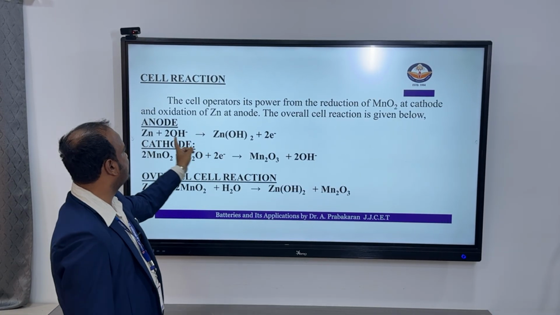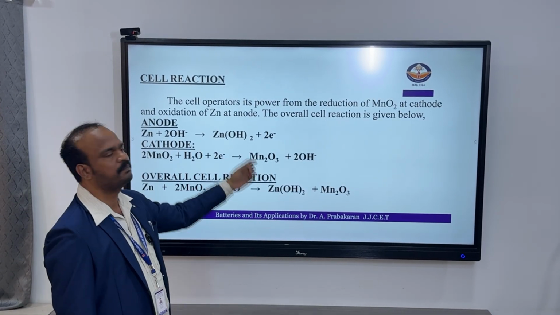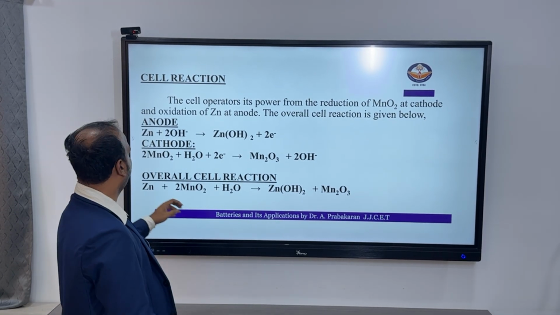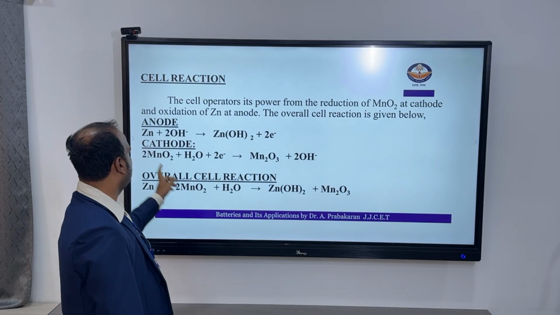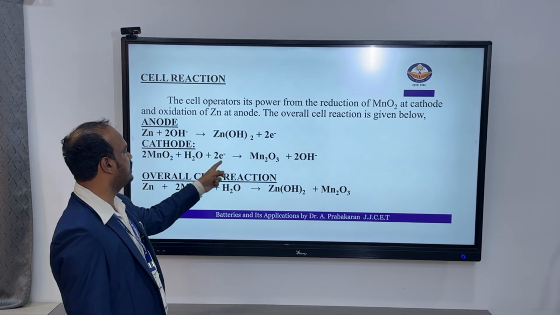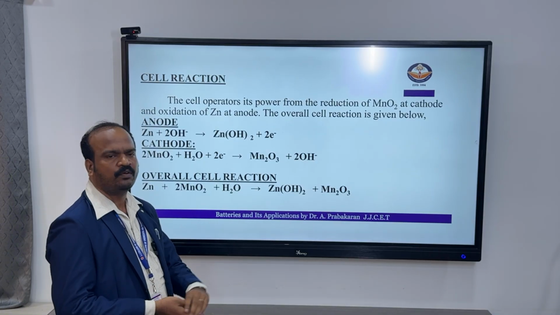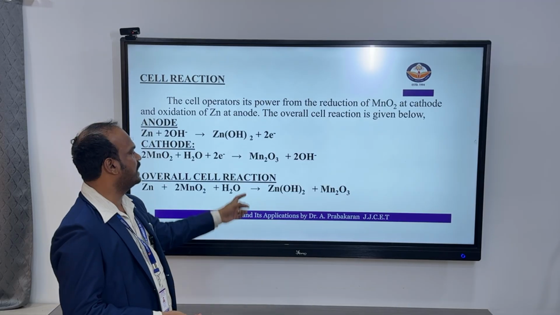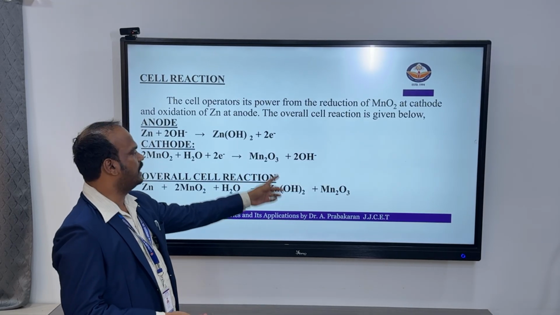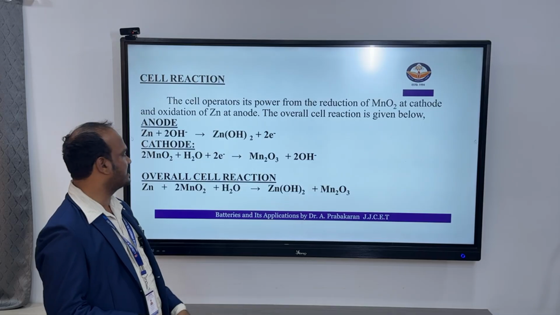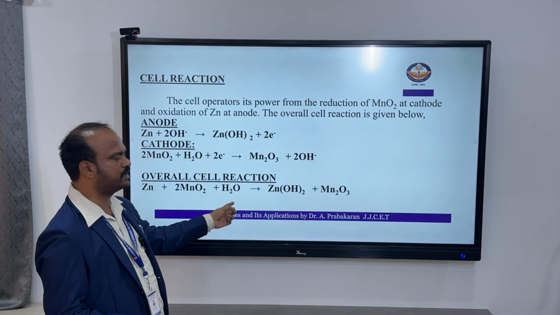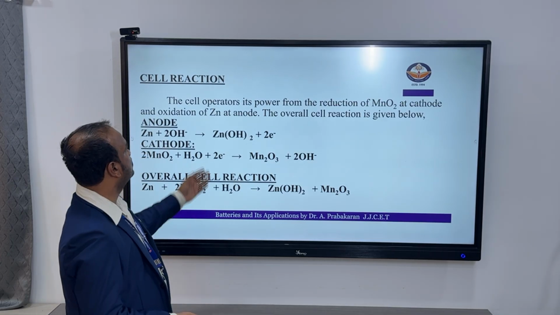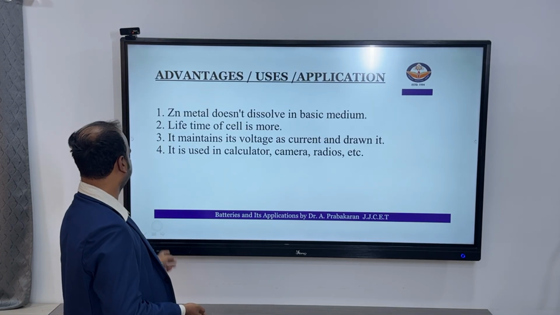Then the Zn2+ reacts with the hydroxide ion to form zinc hydroxide, which is deposited on the anode electrode surface. At the cathode, the manganese dioxide in the presence of moisture takes the 2 electrons from the anode. The manganese dioxide is converted to manganese trioxide, and we get the hydroxide ion. The overall cell reaction is zinc and manganese dioxide in the presence of moisture giving zinc hydroxide and manganese trioxide. This is the overall cell reaction.